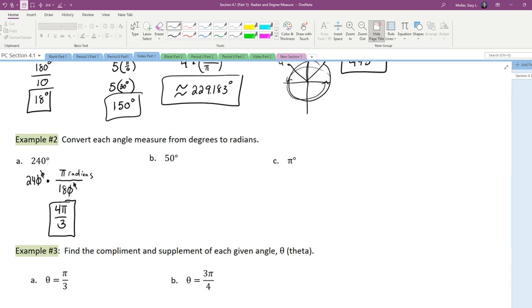All right, 50 degrees. That's not one that I know. It's not in our known system, so I'm just going to convert again. 50 degrees times pi radians over 180 degrees. Cancel, cancel. 0, 0. 5 pi over 18.